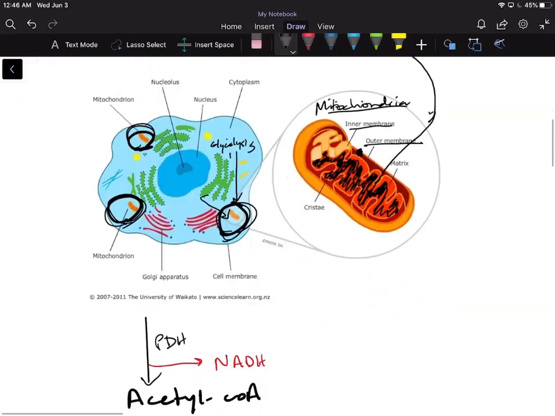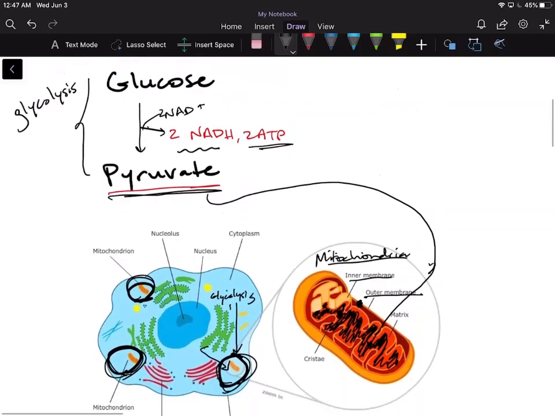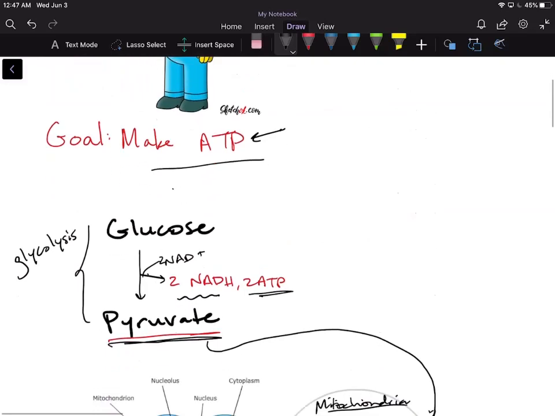Okay, so now again, we're going to go through PDH, and you have E1, E2, and E3. Your E1 facilitates a decarboxylation, and E3 forms NADH. So again, we made another NADH, which is another electron carrier, which is very good. So now we're making a lot of NADH, not so much ATP, which again, was our goal. So let's just keep going.